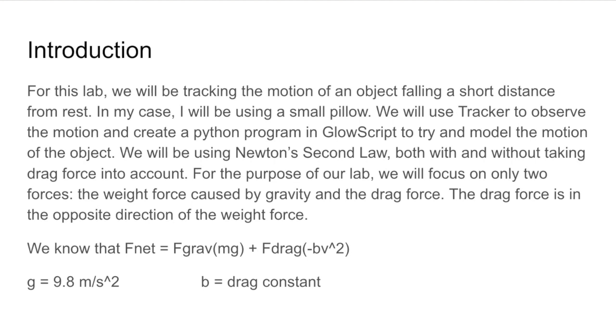For the purpose of our lab, we will only focus on two forces: the weight force caused by gravity and the drag force. The drag force is in the opposite direction of the weight force. We know that the net force is equal to the force done by gravity plus the drag force. The respective equations are listed here. We know that G is our gravity constant of 9.8 meters per second squared, and B is our drag constant.